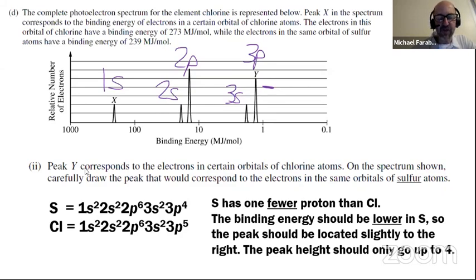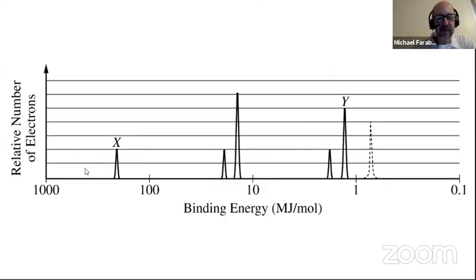So not only should I draw this smaller in terms of the peak height, I think if I were drawing this, I would have to sketch this peak a little bit further to the right, indicating a slightly smaller binding energy. And that's what the official scoring guidelines show you. So this peak is further to the right because of the smaller binding energy, because sulfur has one fewer proton. So therefore it has a slightly smaller attraction. And those electrons are slightly easier to remove. And of course, the peak height being only 4 electrons in the 3p orbital for sulfur.